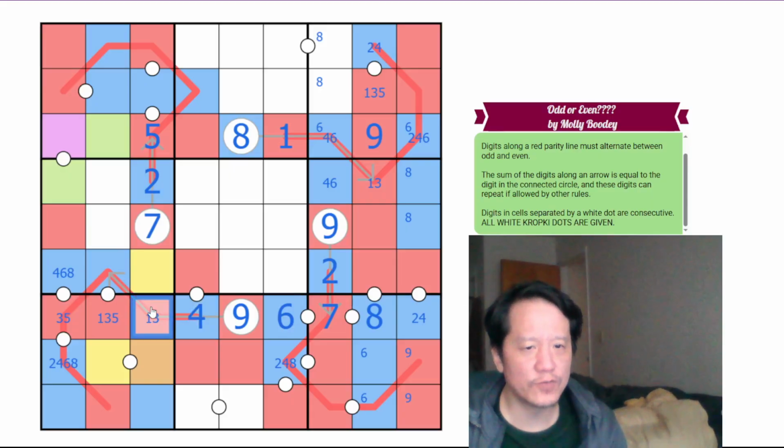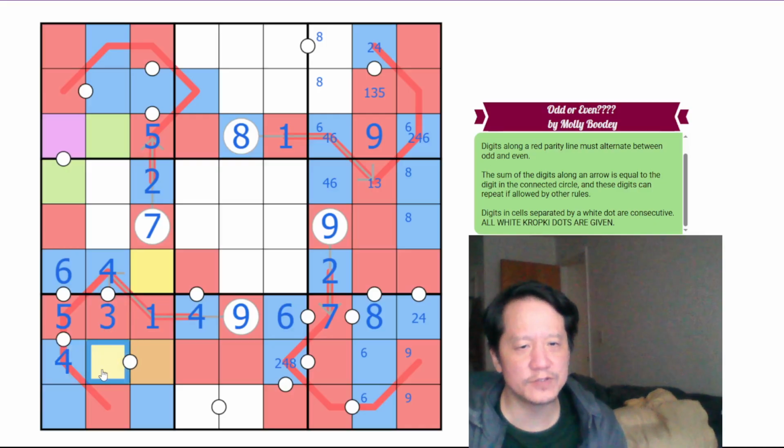So this is 4, which means this can't be 3. That's 1. So it's 4, 1, 4, which means this can't be 4. These are consecutive, so it must be 6, 5, 4. This can't be 1 or 5. It's 3. This 4 eliminates 4 here.